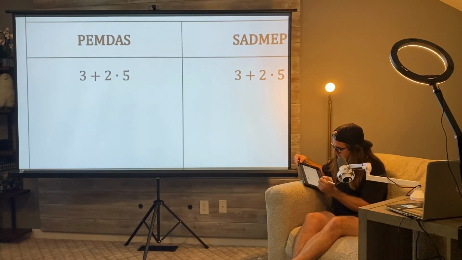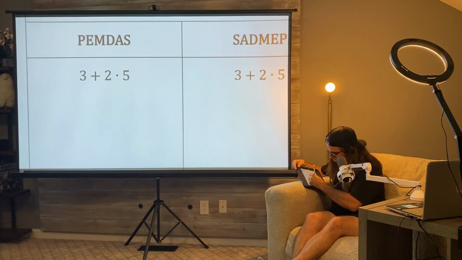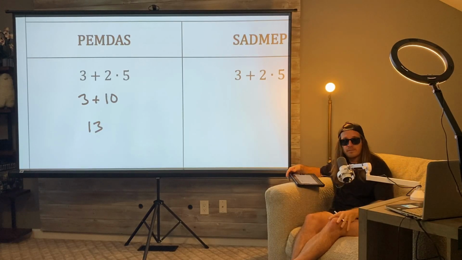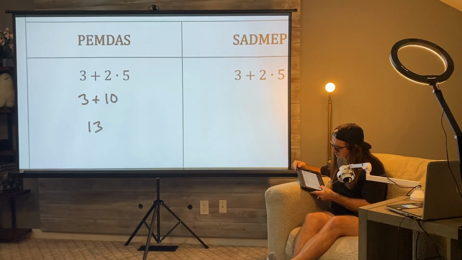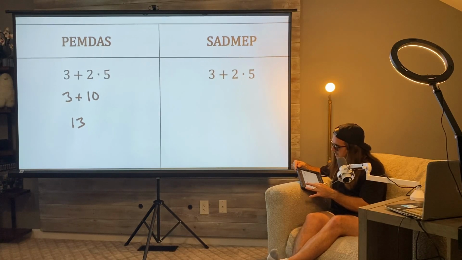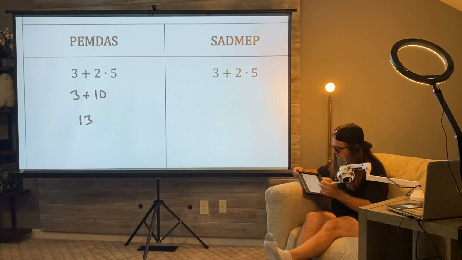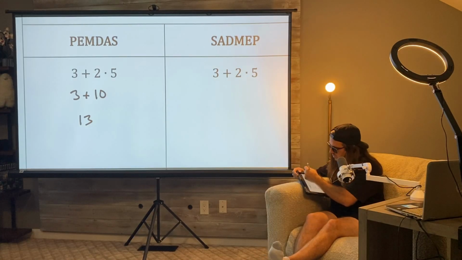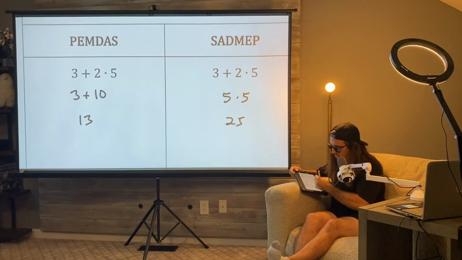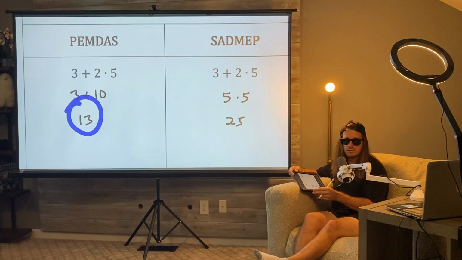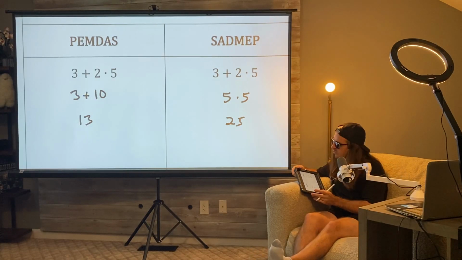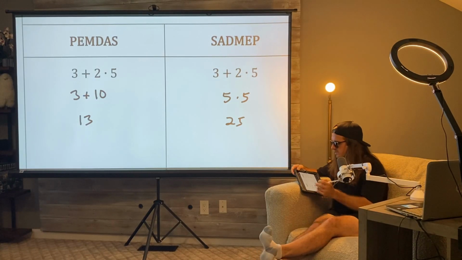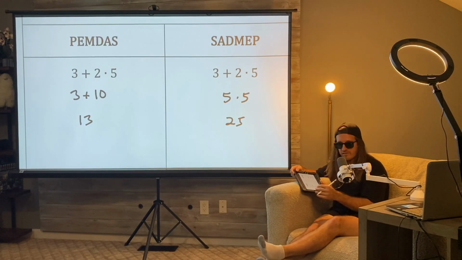If we evaluate this according to PEMDAS, we would multiply first, and then we would add. So according to PEMDAS, the answer to this is 13. But what if instead we do SADMIP, which says that you need to add before multiply? So 3 plus 2 would be 5, times 5 is 25. Now again, I do not want to confuse you. The answer is 13. But what if the order of operations was backwards? Then the answer would be 25. Kind of trippy.